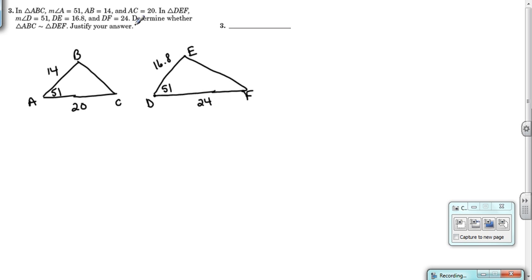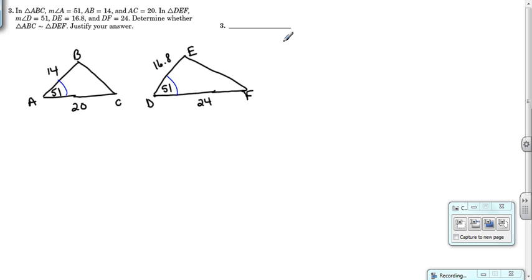And now you have to determine whether triangle ABC is similar to triangle DEF, and you have to justify your answer. Well, when I look at these two triangles, I see side angle side. So if these are similar, I know that the angles are congruent, so I've got that part taken care of. 51 is congruent to 51.